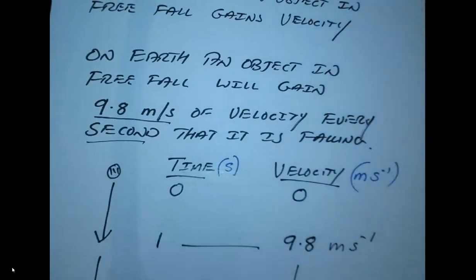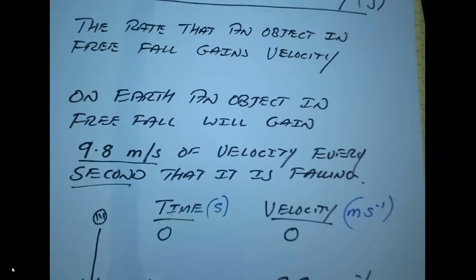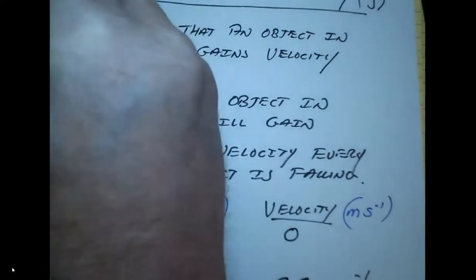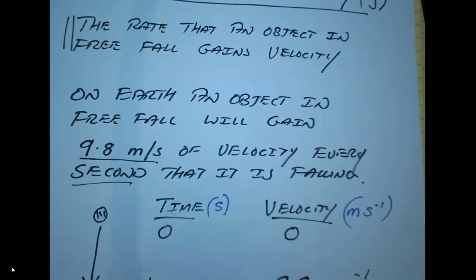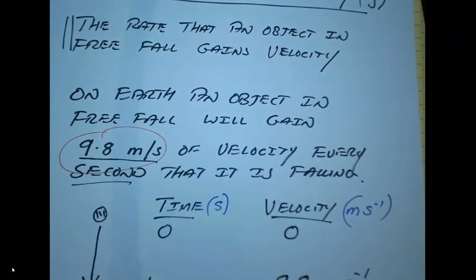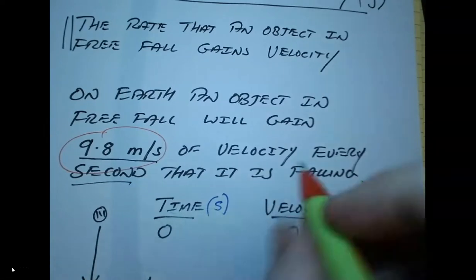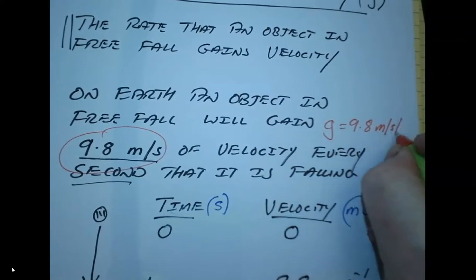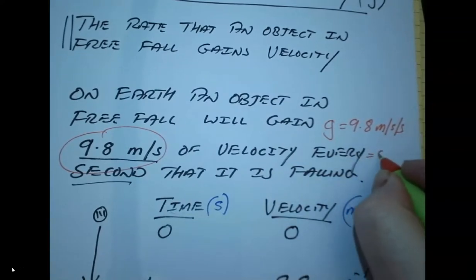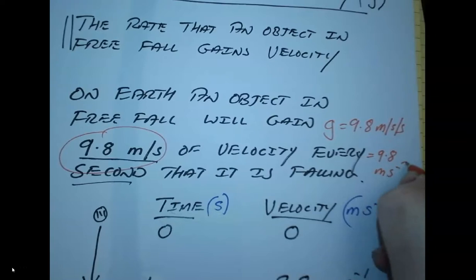Acceleration due to gravity is the rate at which an object in free fall will gain velocity, and most people would remember that its value on the surface of the Earth is 9.8 meters per second. So we actually write it like this: g equals 9.8 meters per second squared, or 9.8 meters seconds to the minus 2.